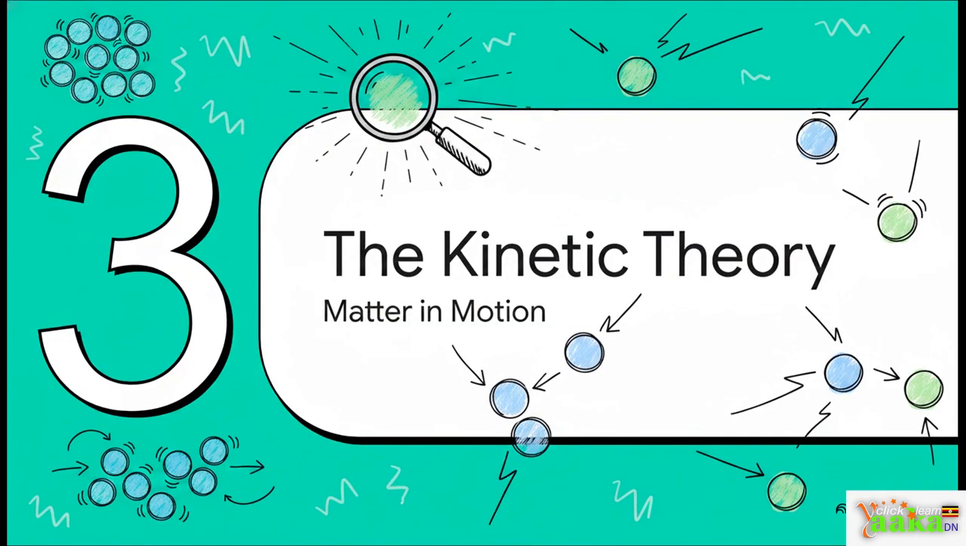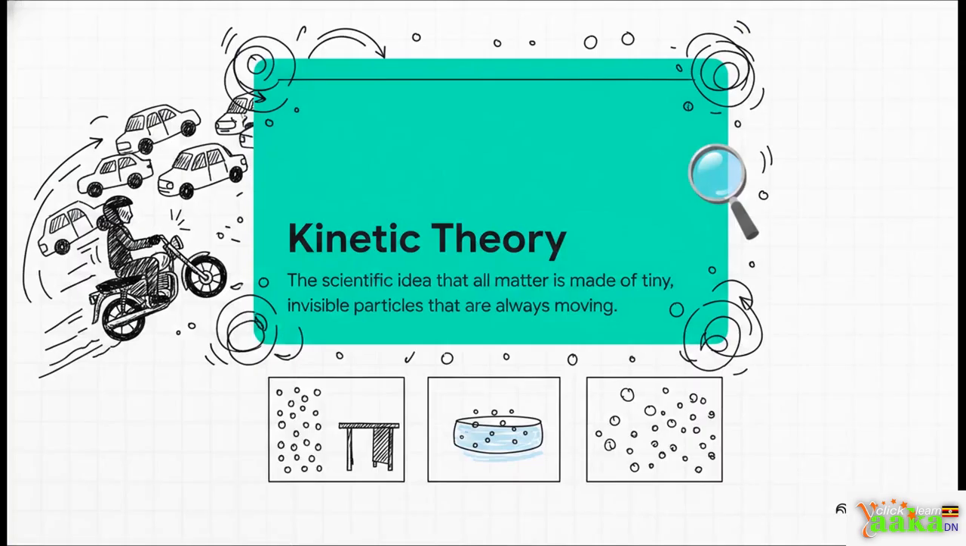Section 3. The kinetic theory explained. Okay, so we know how solids, liquids, and gases act. But to really get our universe, we need to zoom way in and ask why they act so differently. The answer is the kinetic theory. This is the scientific idea that absolutely all matter is made up of these tiny, completely invisible particles that are constantly moving. The key word here is kinetic.